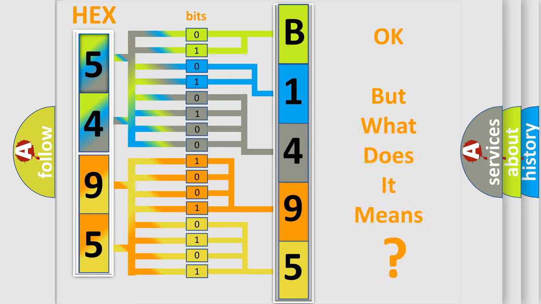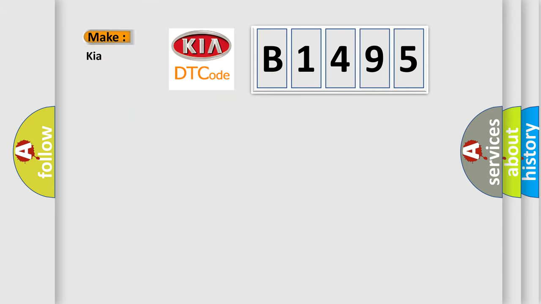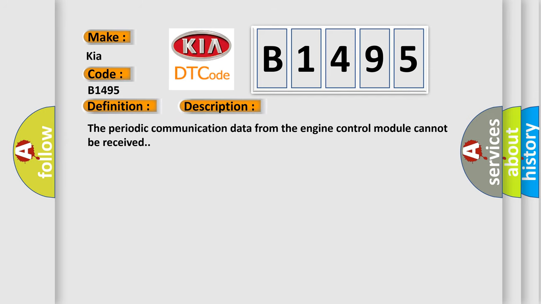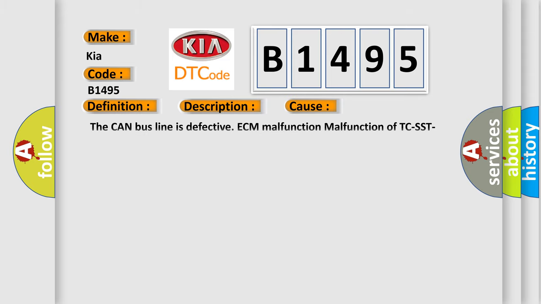The number itself does not make sense to us if we cannot assign information about what it actually expresses. So, what does the diagnostic trouble code B1495 interpret specifically for Kia car manufacturers? The basic definition is engine timeout error TC-SST. And now this is a short description of this DTC code. The periodic communication data from the engine control module cannot be received. This diagnostic error occurs most often in these cases: the CAN bus line is defective, ECM malfunction, malfunction of TC-SST-ECU.